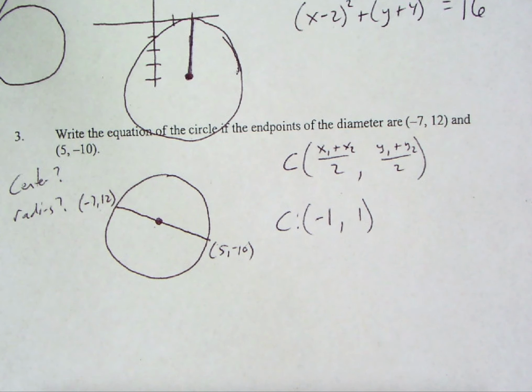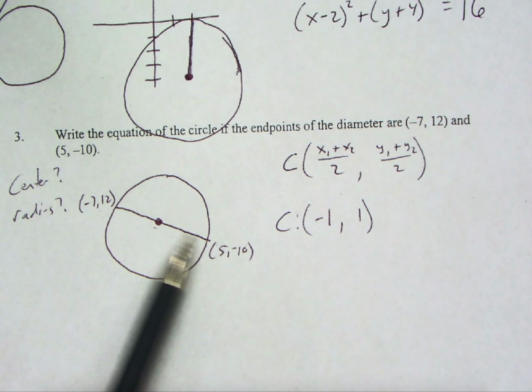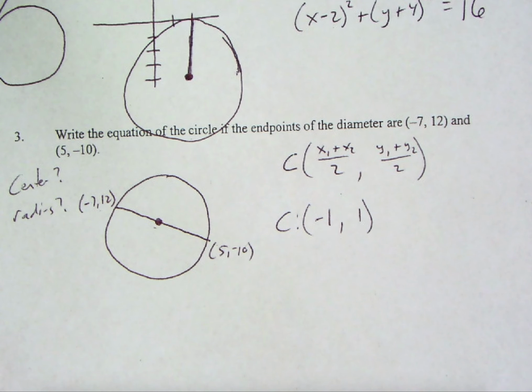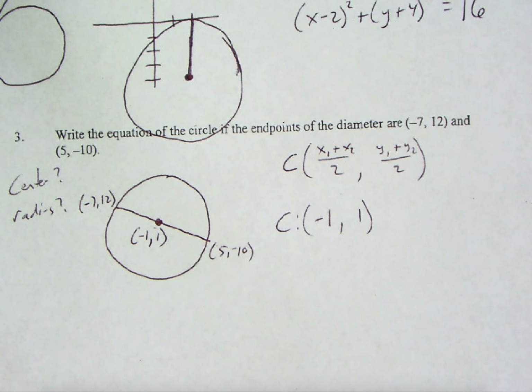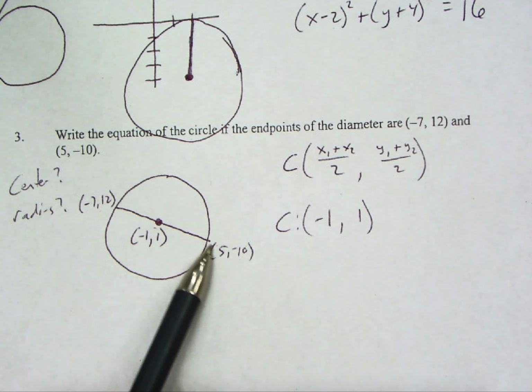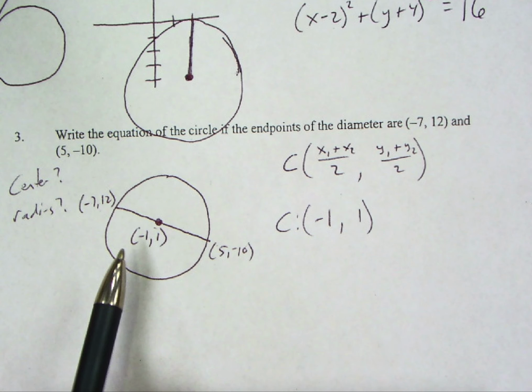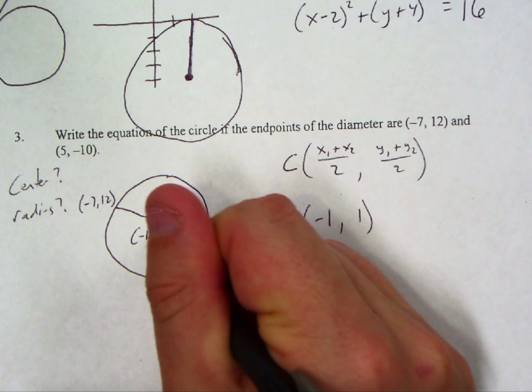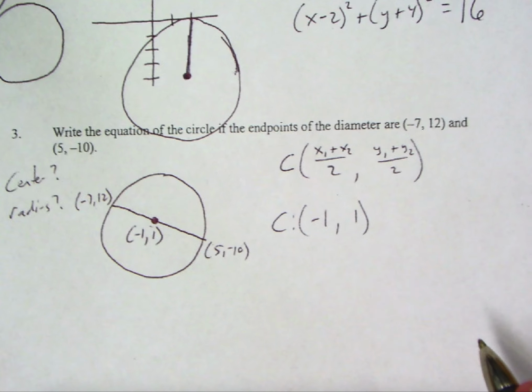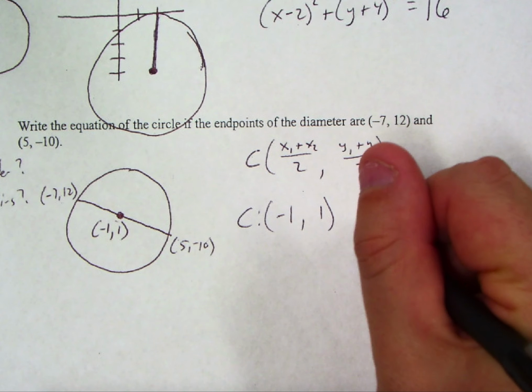Your radius, you could find one of 2 ways. You could either find the length of the diameter and divide it by 2, or now that you know the center, I think the easier way to do it, just find the distance from the center to one of these 2 endpoints. That way you don't have to worry about dividing at the end. Just do the distance formula between the center and one of these 2 ordered pairs. Doesn't matter.